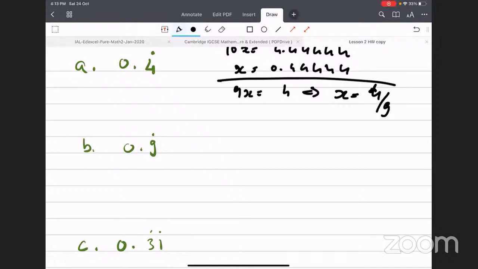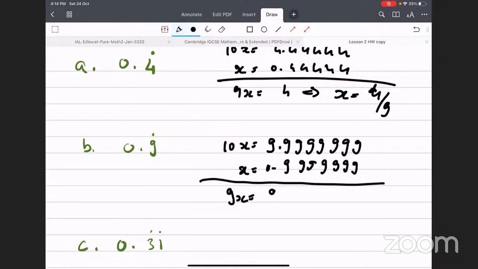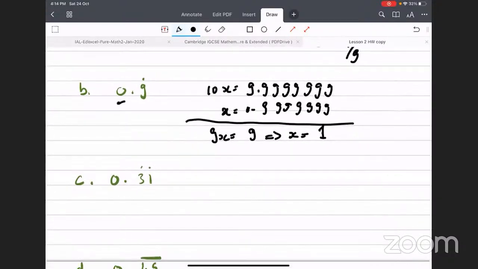Okay, number 0.9 recurring. So it's a bit tricky. Okay, we say that 10x is equal to 9.9999999, and x is equal to 0.9999999, right? So we subtract, and we get 9x is equal to 9, right? So x is equal to 1.